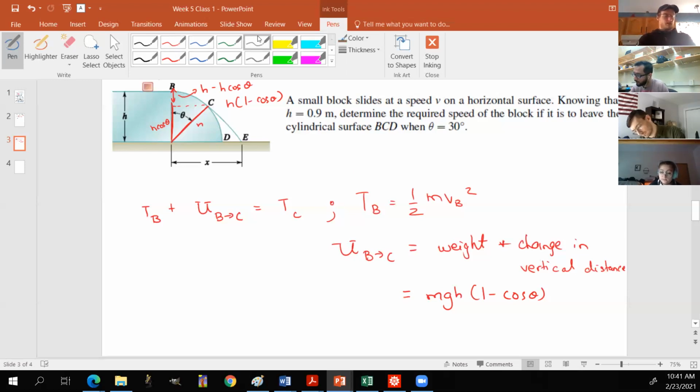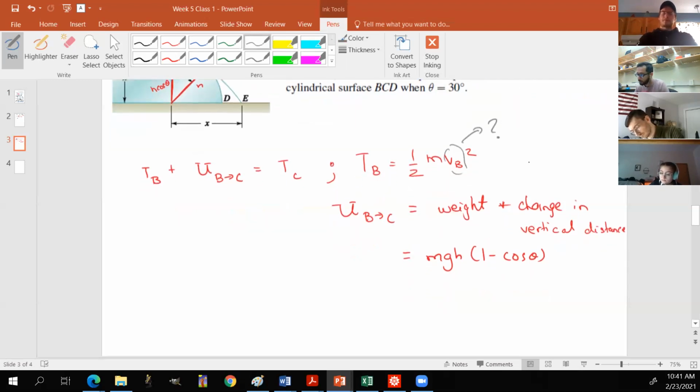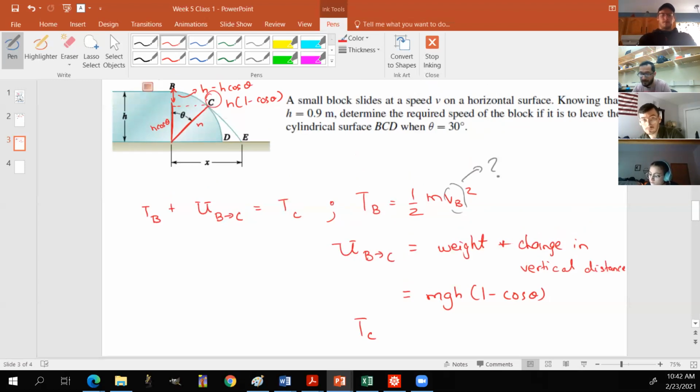This is the velocity that we're trying to find, right? So next, you have your velocity at this point over here. So you have half m vc squared. This muddles things up because now you have two unknowns in this expression. How can we go about fixing that problem?